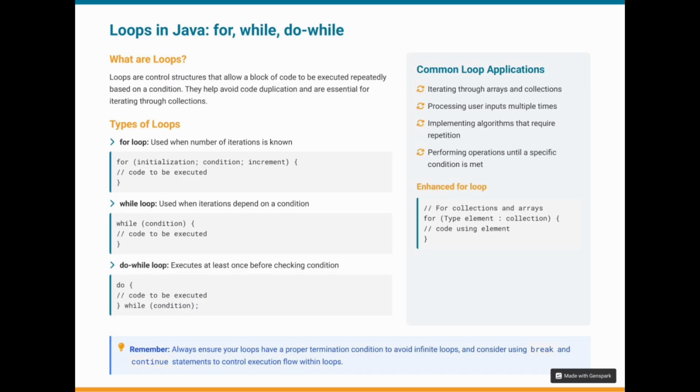Here's an example. If the score is 75, the program prints grade C. Another example is a switch case. If the day code is W, it prints Wednesday. A key takeaway: always include a default case in switch statements to handle unexpected values. Also, remember, when comparing strings, always use equals instead of double equals in Java.